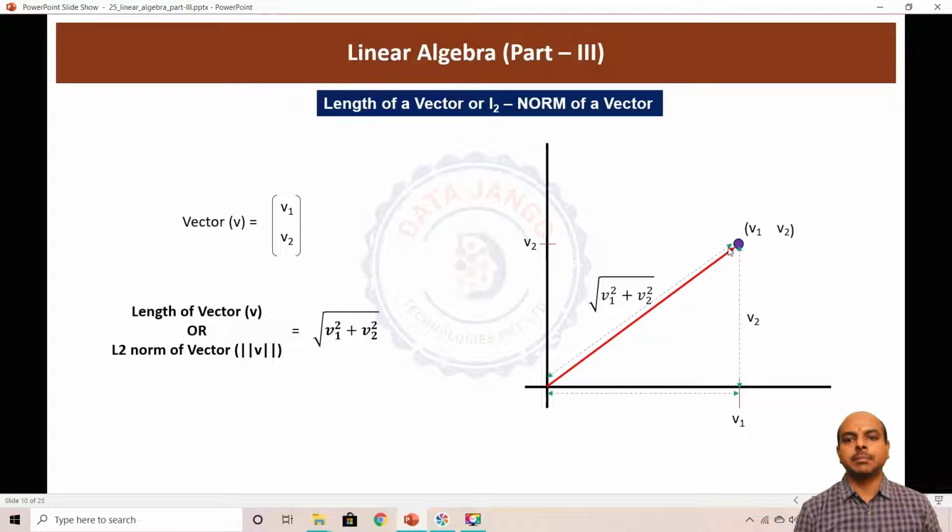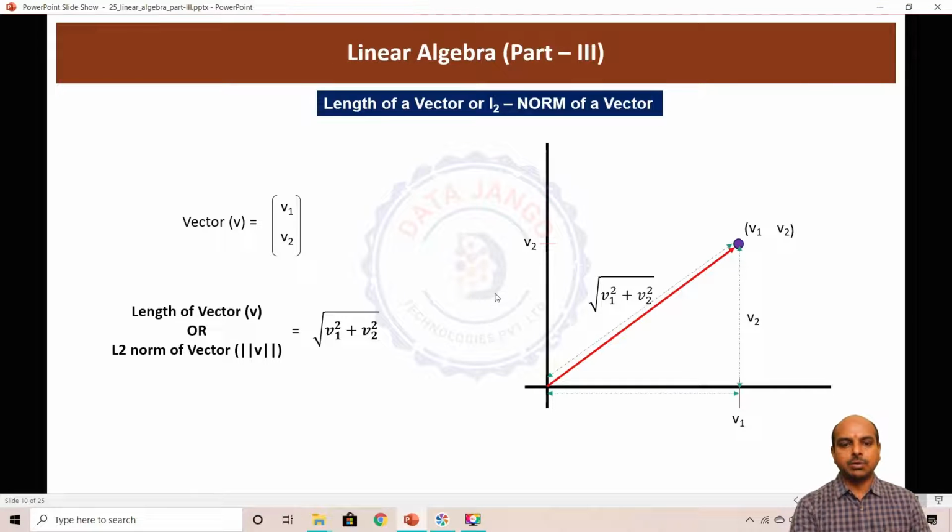That is called as norm, L2 norm of a vector. We have used L2 norm in regularization, right? Ridge regularization uses L2 norm in linear regression and logistic regression. I hope you remember that. And to calculate length of a vector or L2 norm of a vector, you can use square root of v1 square plus v2 square. If the vector has got n number of values, then the length of the vector is square root of v1 square plus v2 square plus v3 square plus and so on, vn square. So that is the length of the vector.